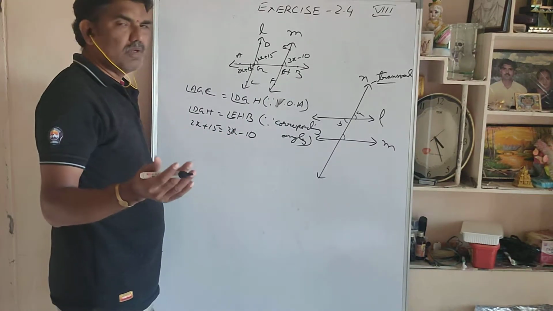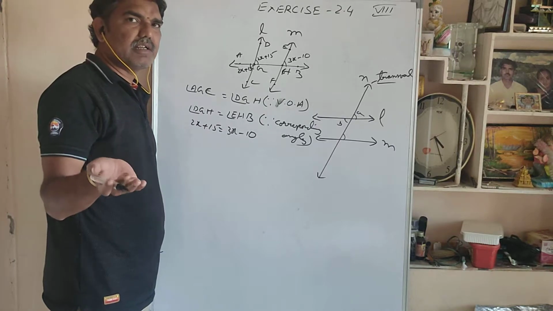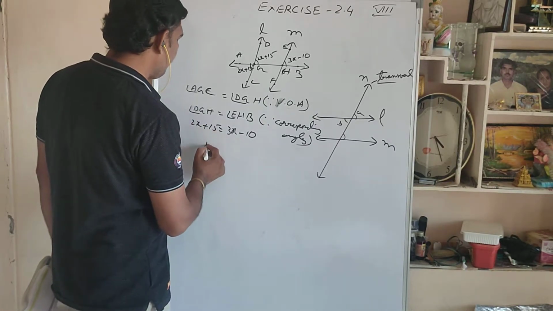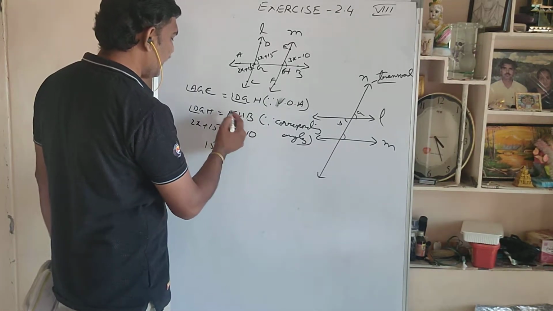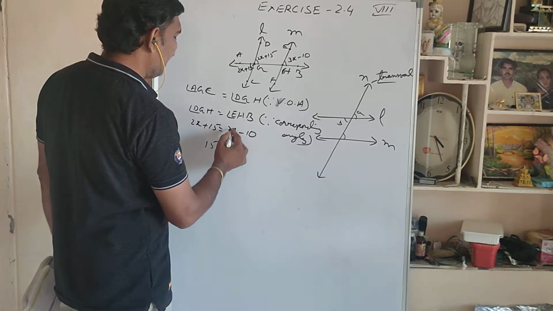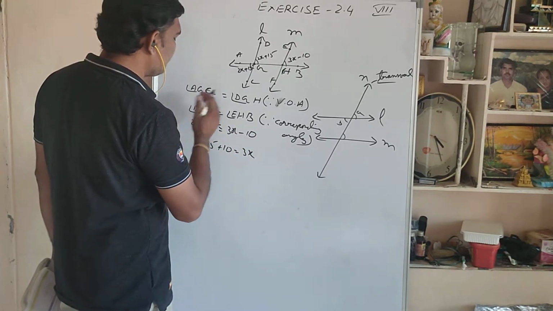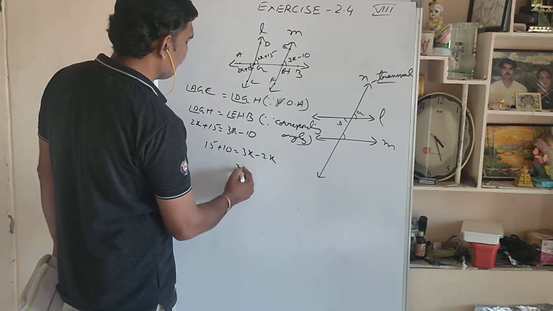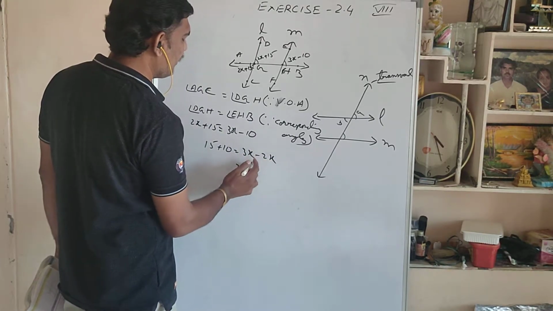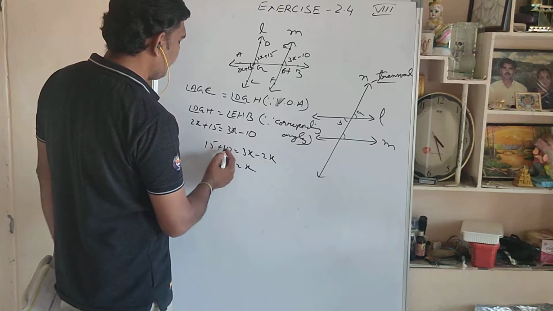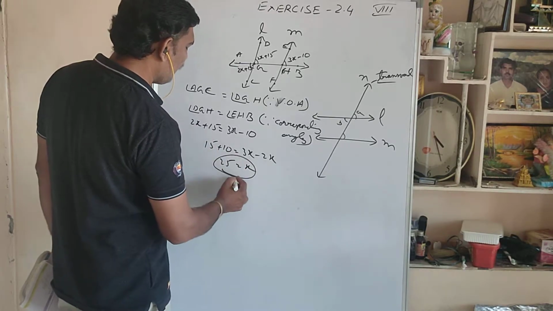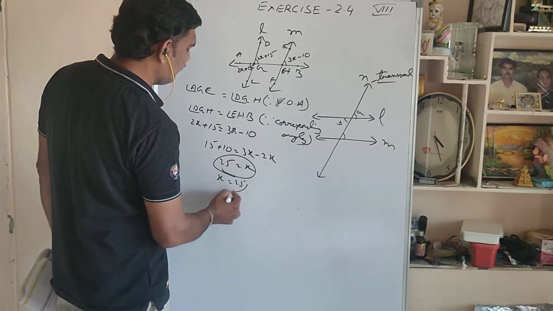Now what I said to you: bring variables to one side, constants to one side. So 15 is there here, minus 10 I am bringing to this side, plus 10. Already 3x is there, 2x I am taking to this side, minus 2x. From 3x, if you subtract 2x, you get x. 15 plus 10 is 25. So what you got ultimately is x equals 25.